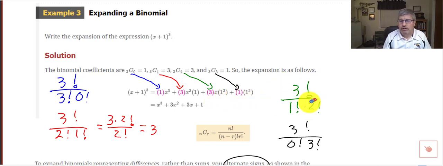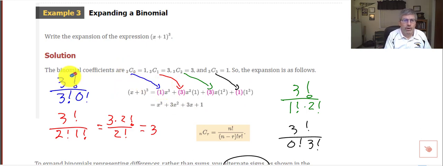So I've got a whole bunch of factorials and stuff over here. Well, that's simply 3 choose 0 is the coefficient on the first term. 3 choose 1 is our coefficient on the second term. 3 choose 2 is our coefficient on the third term. And 3 choose 3 is our coefficient on the final term. So I've got those color-coded here.